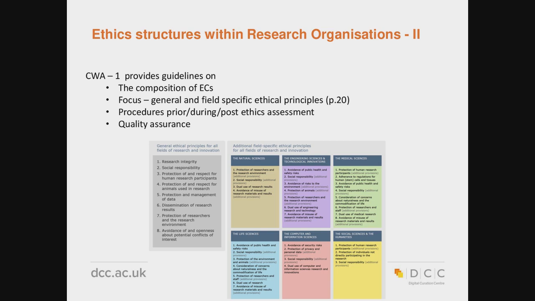So is the focus going to be general ethical principles for all fields of research and innovation? And then you can add in some additional field-specific ethical principles for different types of science, research and innovation. It details the procedures prior to, during, and post-ethics assessment, and also outlines a quality assurance mechanism towards the end. So I'm rushing through this because I've only got a few more minutes, but I'll provide links to these documents towards the end so you can have a look at them yourselves.